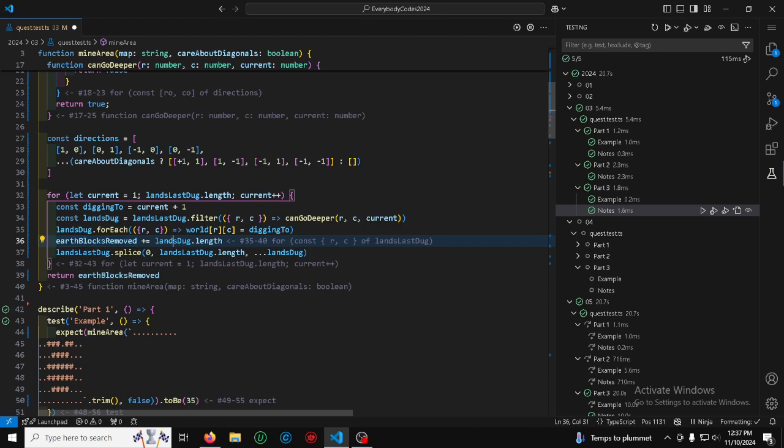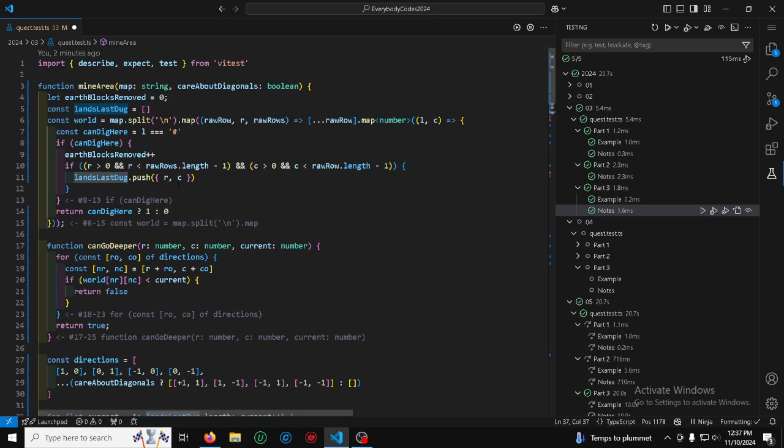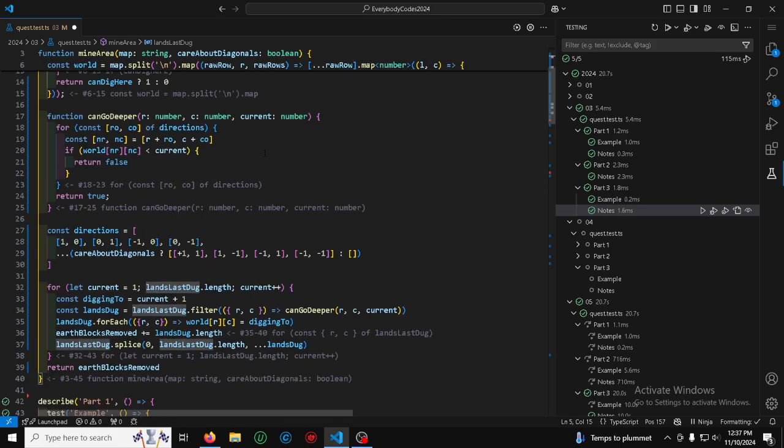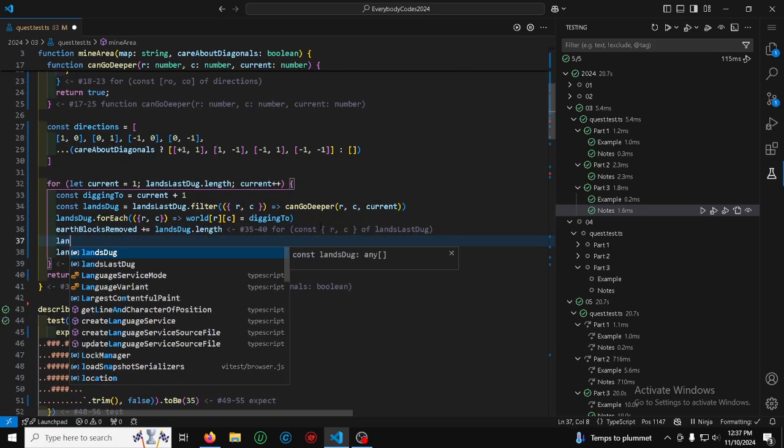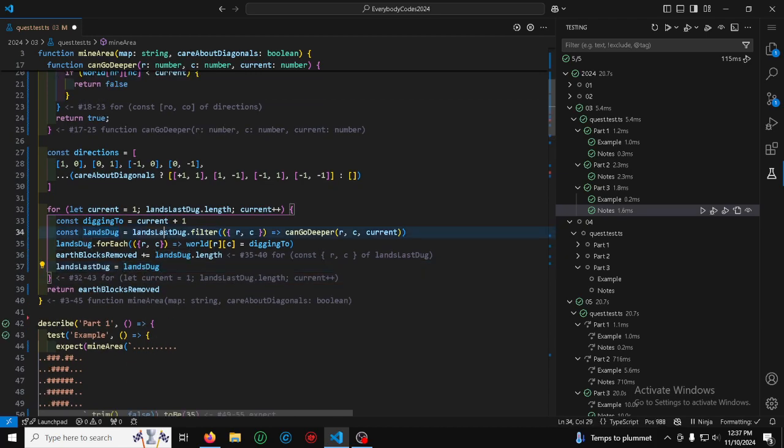Now we need landsDug to basically keep it and get rid of the old one. landsLastDug, which needs to be way up there. Oh, that splice is an expensive operation. I don't think I want to do it anymore. landsLastDug equals landsDug, because we're literally keeping nothing from the previous iteration. So we filter, we forEach, and then we reassign. If we just did a map here, the map would be useless, but we could get our side effect in. We don't want to do that. We could get both of our side effects in right here.